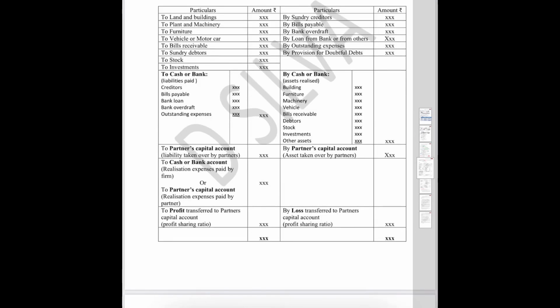Friends, this is the format of realization account. You need to follow this as it is. The entire realization account is broken into steps, like step 1, step 2, step 3, step 4, and the last part is when you're doing the balancing, you will get either profit or you will get a loss.